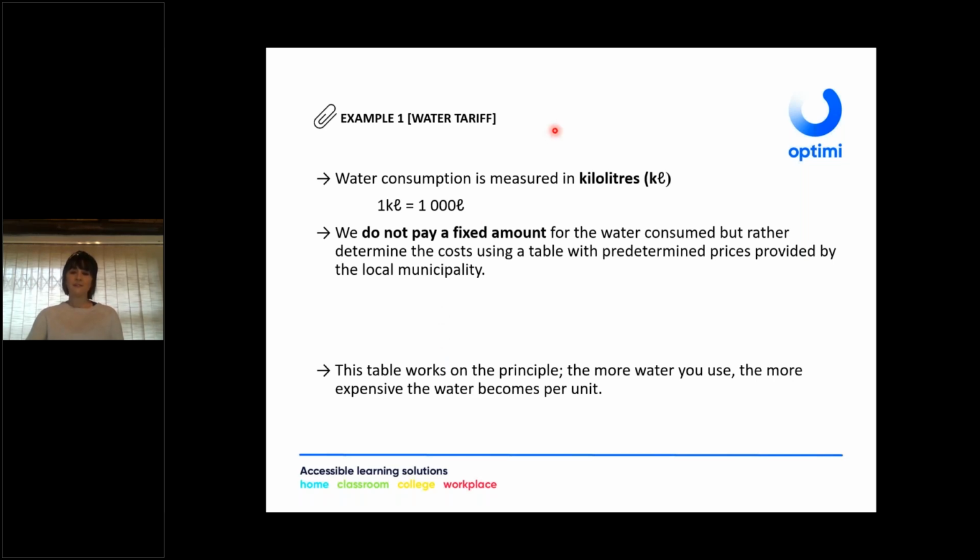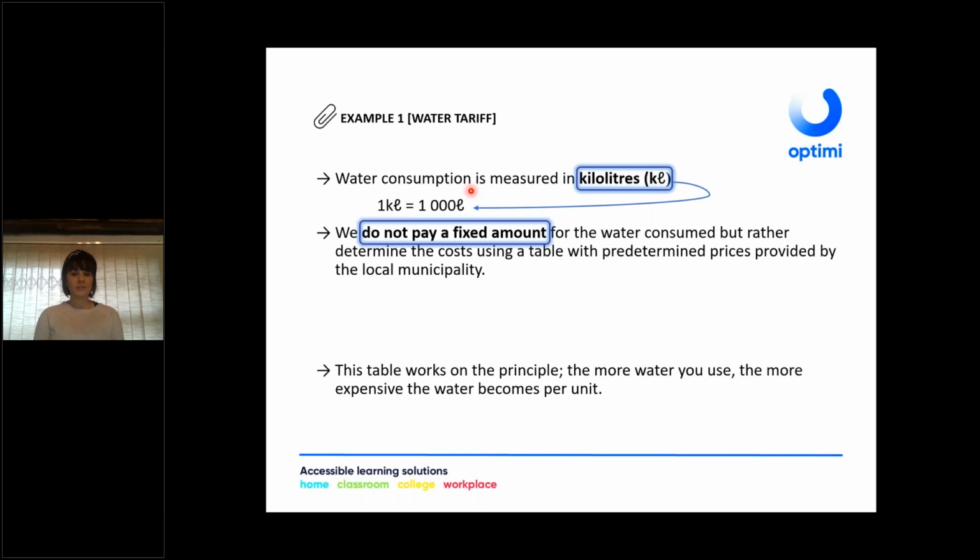Before we continue with our first example on water tariffs, let's just look at a few key points. First of all, water consumption is measured in kiloliters. And it's very important that you know 1 kiloliter is equal to 1,000 liters. This is something that you will need to know beforehand when writing a test or exam paper, as it is most unlikely that you will receive this information in a paper.